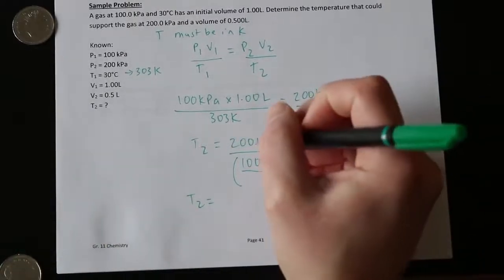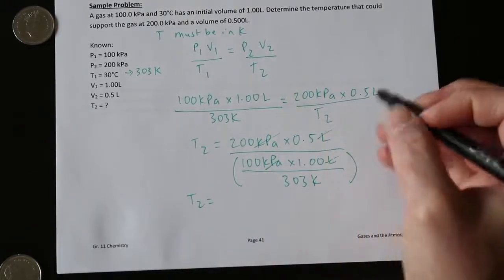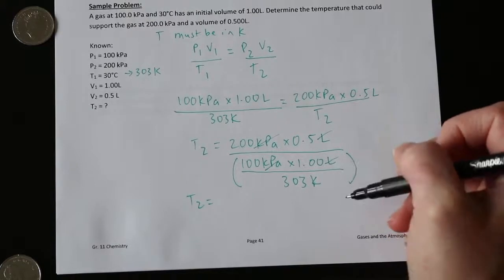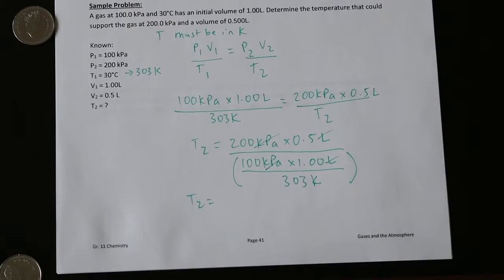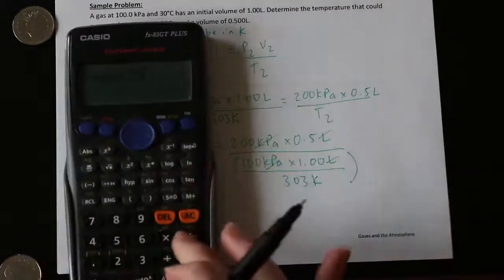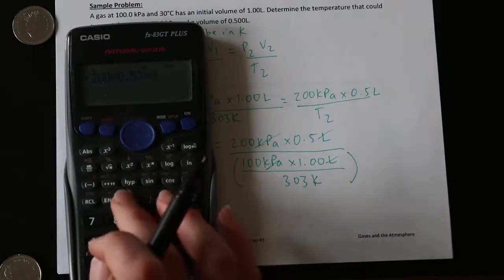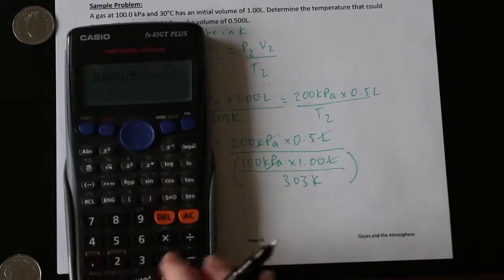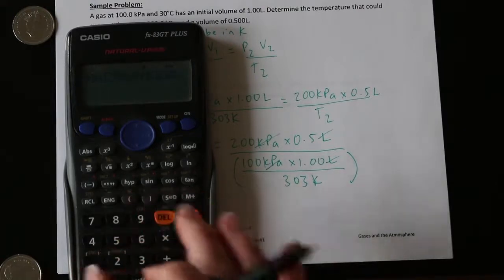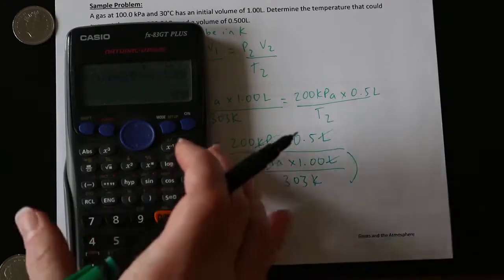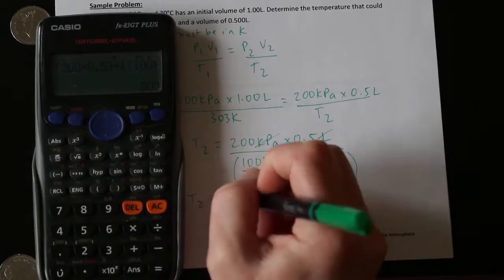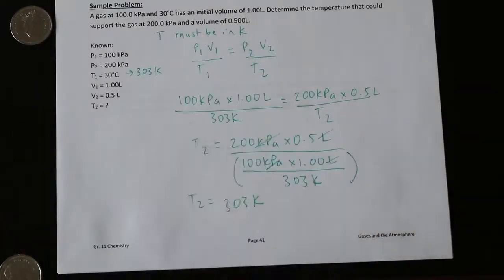The kilopascals cancel, and the liters cancel. Since this Kelvin is in the denominator of another fraction, the Kelvin is going to flip up to the top. So we would enter that in our calculator as 200 multiplied by 0.5, divided by, open brackets, then open another bracket, 100 multiplied by 1 divided by 303, close bracket. And then we get T2 equals 303 Kelvin. So that's the answer.